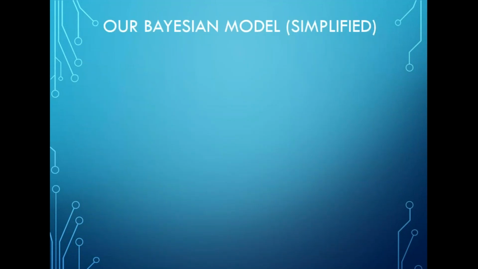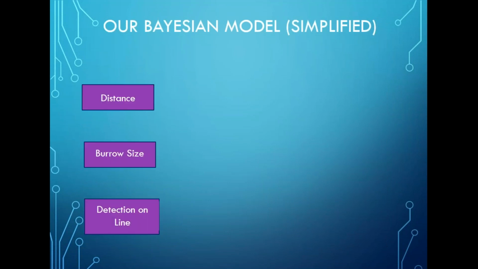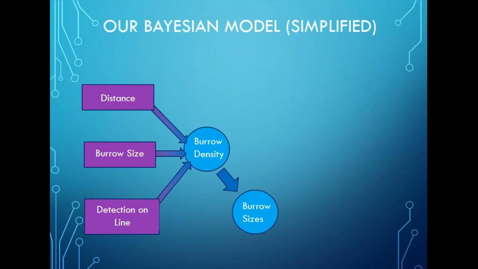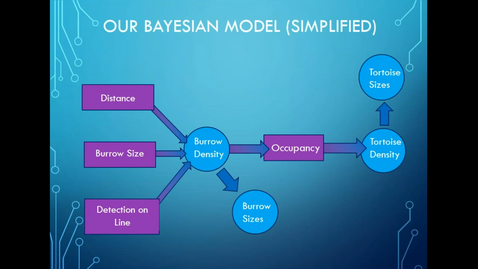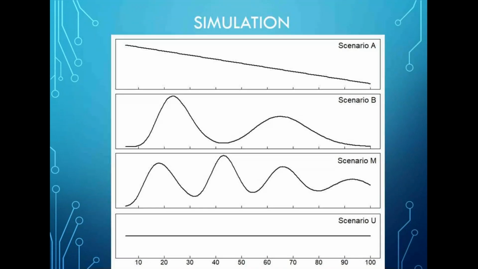So then I decided to simplify our Bayesian model for everyone. If you're interested in the actual mechanics of this model, I'm happy to go over it later. But essentially, we are taking the information that's already collected from models, so the distance of every object from the transect line, the burrow size, and then some estimate of detection on the line, that probability. We put it into our model, and out pops burrow density, as well as an adjusted distribution of the burrow sizes. So not just taking the raw data, but adjusting for that bias towards the larger sizes and getting an idea of the true distribution of burrows on the landscape. We can then look at occupancy and get the tortoise density and the tortoise size distribution as well.